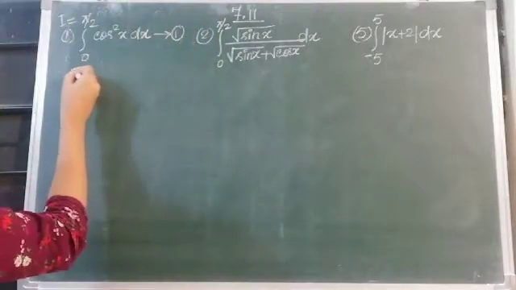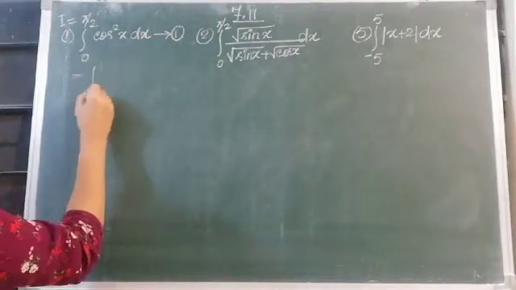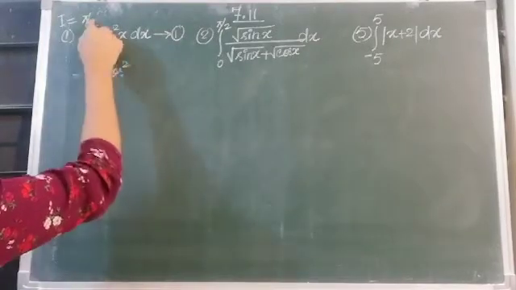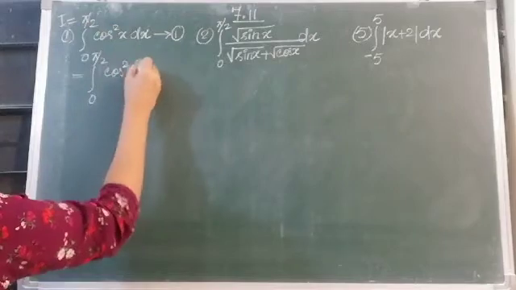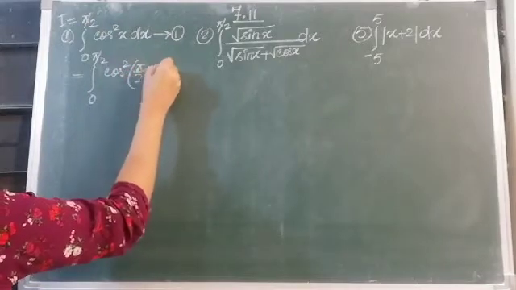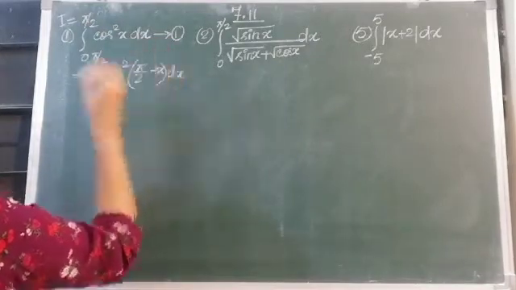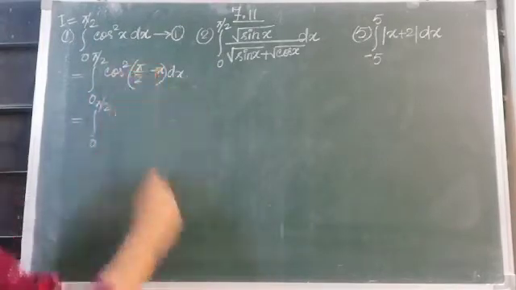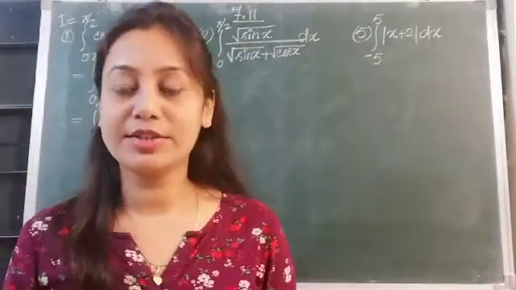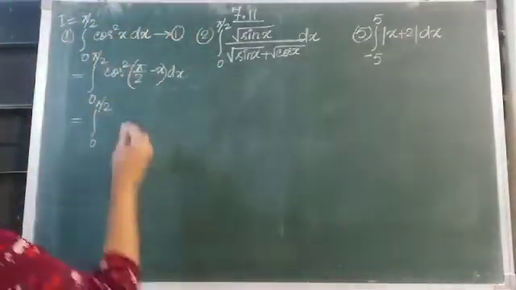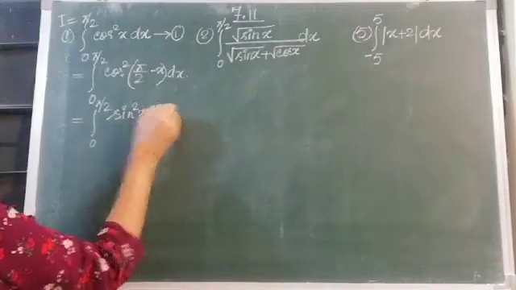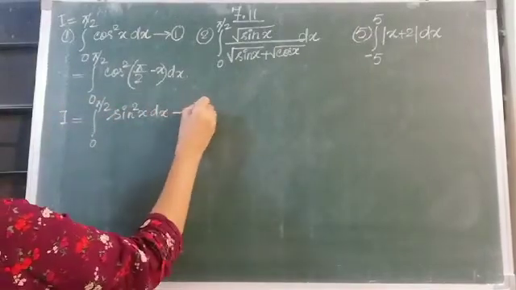Next we'll apply the property. After applying the property you'll get integral 0 to pi by 2 of cos square of a minus x. What is a here? Pi by 2. So pi by 2 minus x dx. So cos of 90 minus x is equal to what? Sin x. So it will be sin square x, integral 0 to pi by 2 sin square x dx. And let this be equation 2.